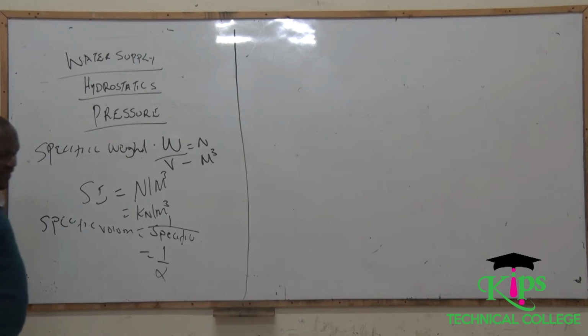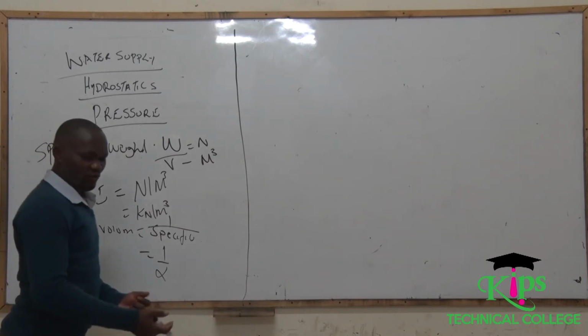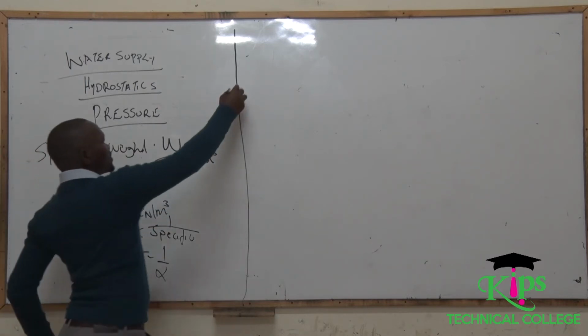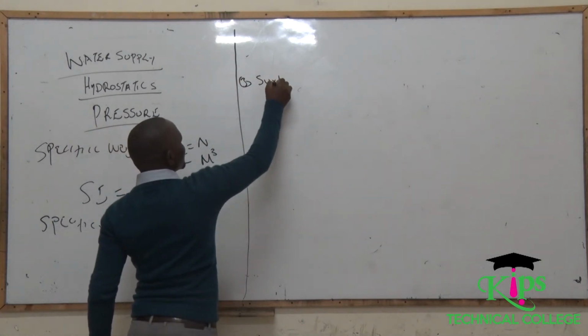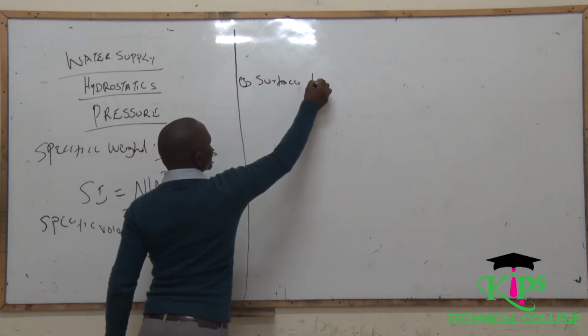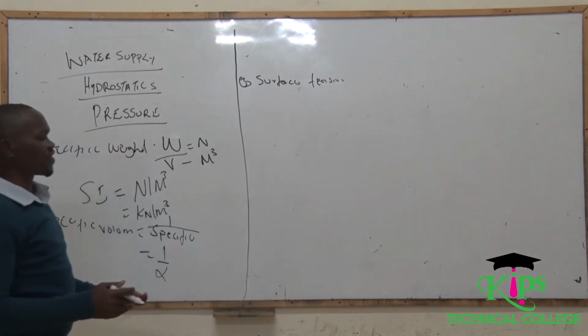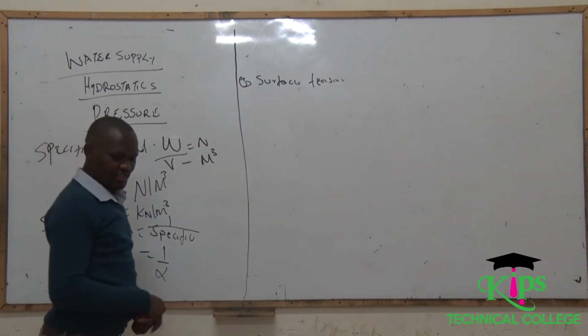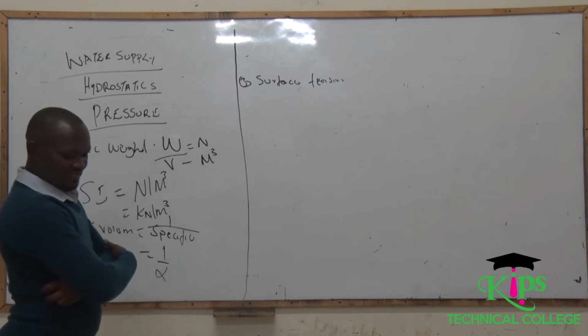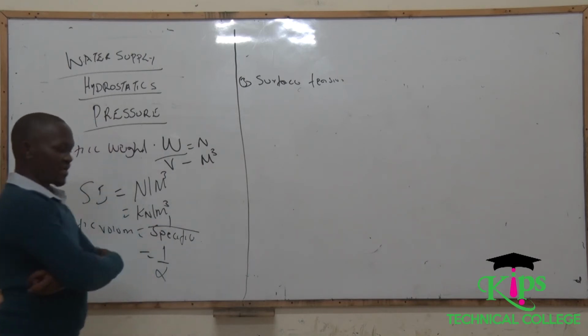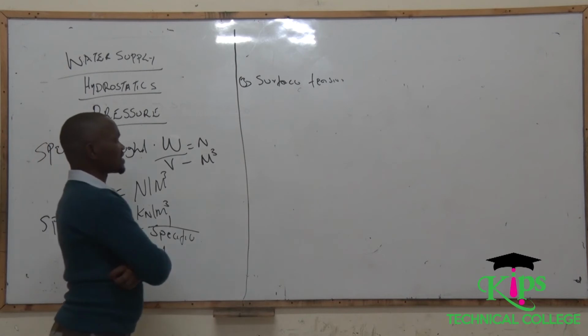Then we talked about surface tension, and the same is a property of the fluid. The third property was surface tension, the property of a liquid that allows it to resist an external force due to its adhesive forces in between.